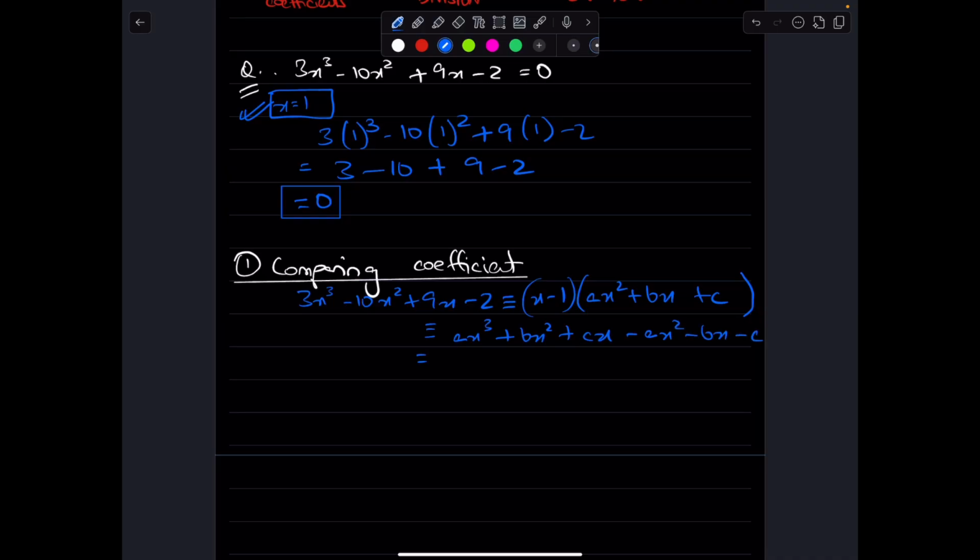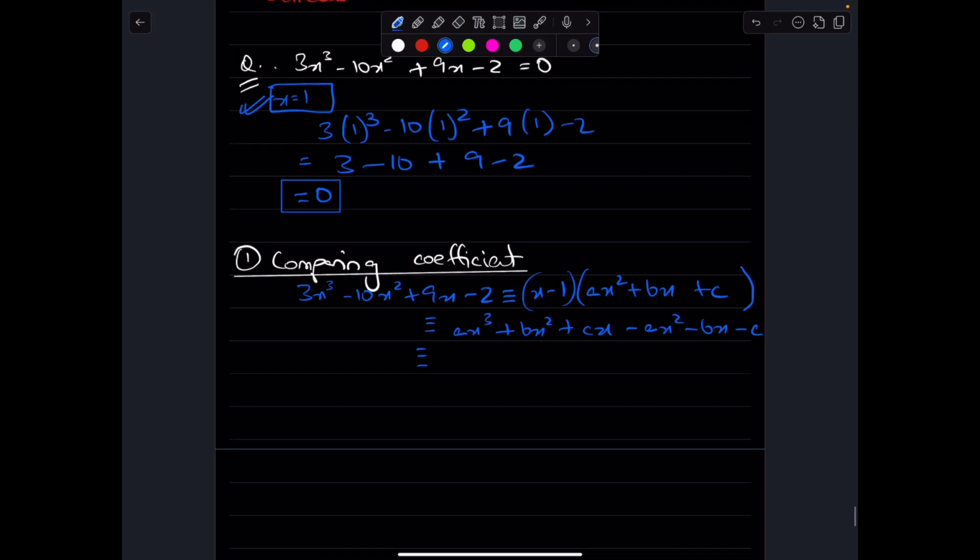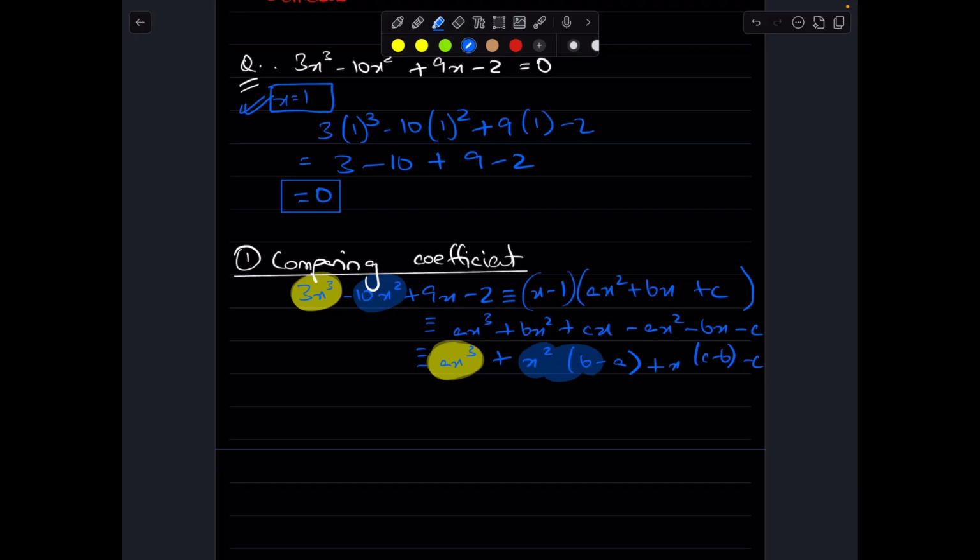Secondly, we'll group together the terms according to their matching powers of x. And this looks something like this. And now we simply compare the coefficients. This with this, this with this, and this with this, and a constant obviously with the constant.